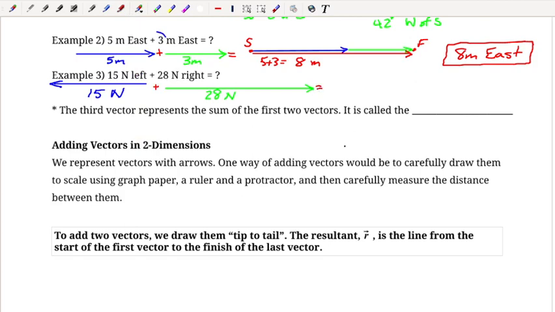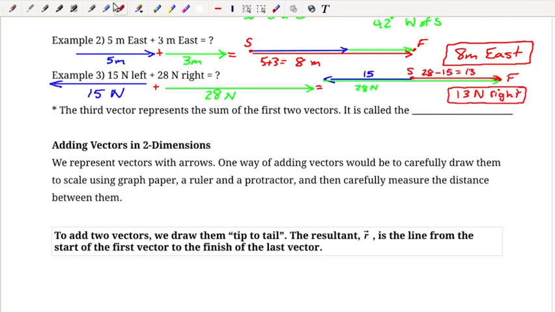See if you can figure out how to draw this vector diagram. Pause your video, come back and see how you did. And there you have it. So start out by drawing your 15 newtons to the left. Tip to tail with that, your 28 newtons to the right. And your resultant vector, your start to finish, will also point to the right.